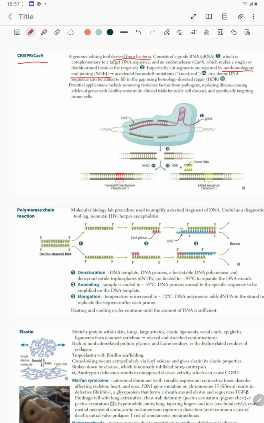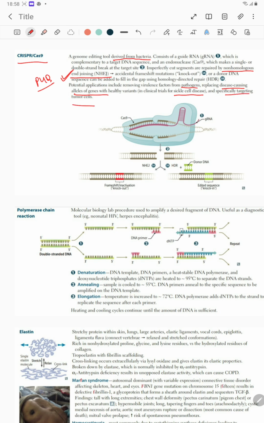Now, imperfectly cut segments are repaired by the non-homologous end joining repair mechanism. This is also asked as a PYQ based question. So this is important: the non-homologous end joining repair mechanism is used to repair the imperfectly cut segments in CRISPR-Cas9. Now, potential applications involve removal of virulence factors like pathogens, replacing disease-causing alleles of genes with healthy variants, like in clinical trials used for sickle cell disease, or specifically targeting the tumor cells.